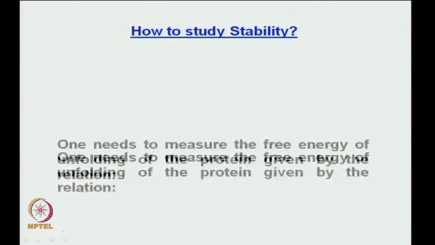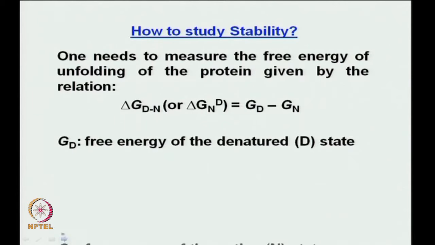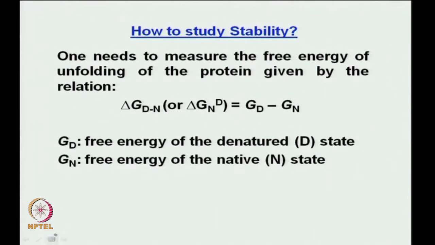Okay. How to study stability? To study stability, one needs to measure the free energy of unfolding of the protein, right. We know what free energy of unfolding is, it is delta G D-N, or DN. So, here what we will see is this is delta G DN, a different way of expressing it. It is the free energy of the denatured state minus the free energy of the native state. We are also going to look at this. Okay.